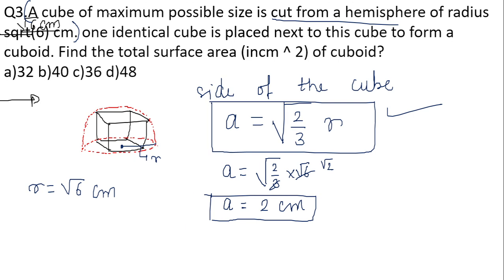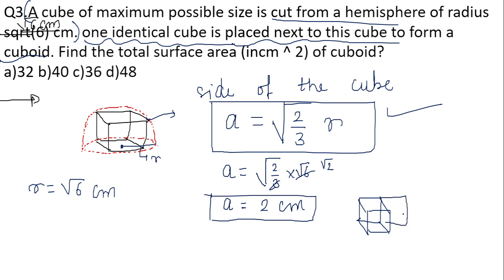Now what they have given in the second part of the question is, one identical cube is placed next to this cube to form a cuboid. For example, this was the cube that we have obtained from a hemisphere, this was the cube, for example, I have drawn here, and exactly a cube of same side has been placed next to it. So this is forming now a shape of cuboid. We have placed another cube of same size next to it, so it is forming a cuboid now. The shape of cube has turned into cuboid.